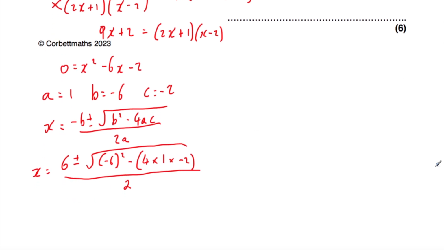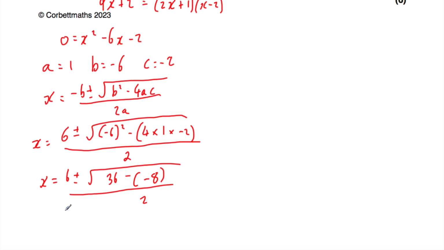I'm just going to do a little bit of simplifying before I get my calculator. So x equals 6 plus or minus the square root of minus 6 squared. Well, minus 6 times minus 6 is 36. So it's going to be 36 minus, and then let's work out our bracket. 4 times 1 times minus 2. 4 times 1 is 4, times minus 2 would be minus 8. And then close brackets. And that's all divided by 2.